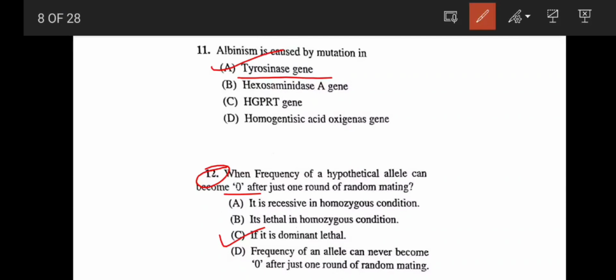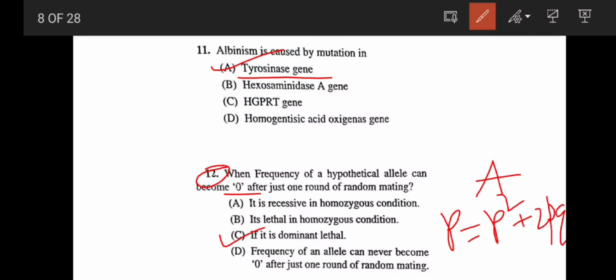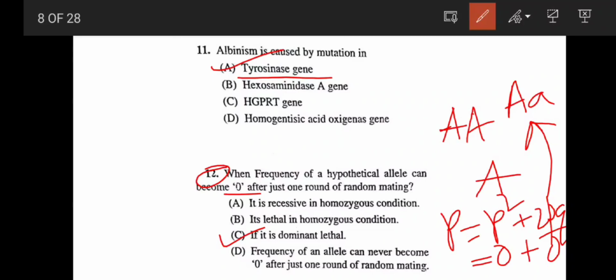It is dominant lethal. See, when it is dominant lethal, then the allele frequency of that allele will be zero. Say here the allele is capital A. So the allele frequency of A, which we can write as p, equals p square plus 2pq. But if it is dominant lethal, then p square will be zero, because p square relates to the genotype capital A capital A, and 2pq will also be zero because it relates to the genotype capital A small a. As it is dominant lethal, no offspring will be produced by these two genotypes. So obviously the allele frequency of capital A will be zero in the next generation.